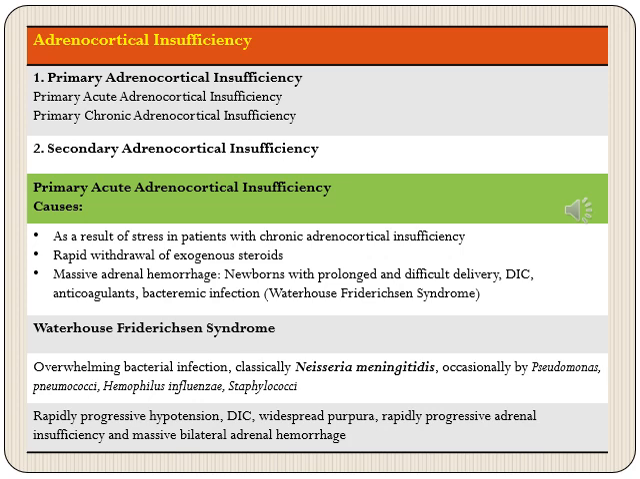This is seen in overwhelming bacterial infections, particularly Neisseria meningitidis, but it can also be seen with Pseudomonas, pneumococcal, Haemophilus influenzae, and staphylococcal infections. But classically, this has been associated with Neisseria meningitidis. Patients with this overwhelming infection develop rapidly progressive hypotension, DIC, widespread purpura, rapidly progressive adrenal insufficiency, and massive bilateral adrenal hemorrhages.